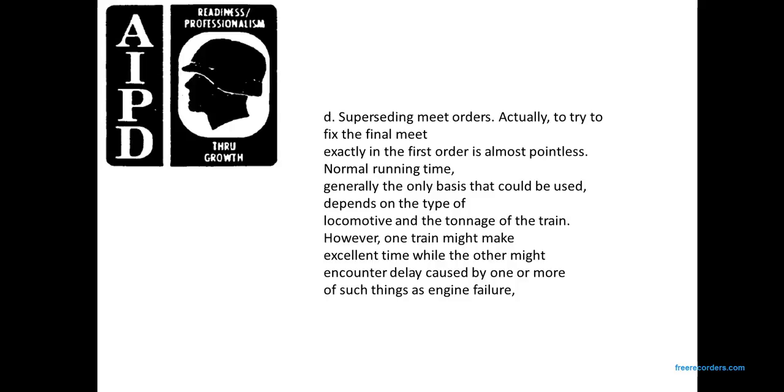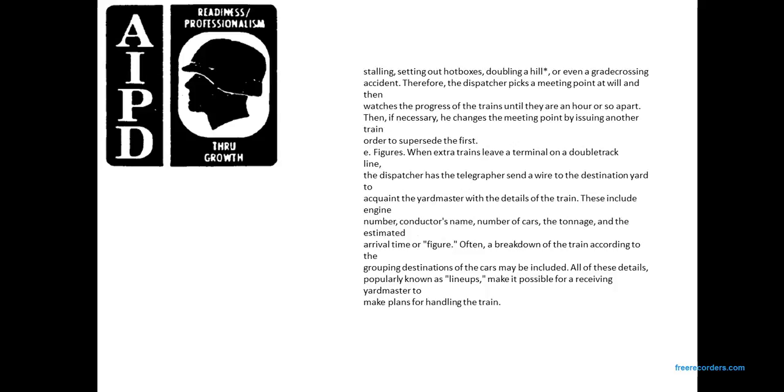Superseding meeting orders. Actually, to try to fix the final meeting exactly in the first order is almost pointless. Normal running time is generally the only basis that could be used, and it depends on the type of locomotive and tonnage of the train. However, one train might make excellent time while the other might encounter delay caused by one or more such things as an engine failure, stalling, setting out hot boxes, doubling a hill, or a grade crossing accident.